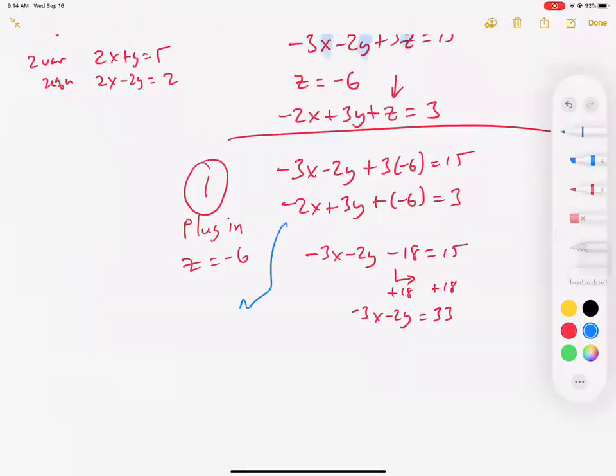Over here, let's simplify the other one. Negative 2x plus 3y minus 6 equals 3, plus 6 to both sides. Negative 2x plus 3y equals 9. So we end up with 2 equations now, left over with only 2 variables each.